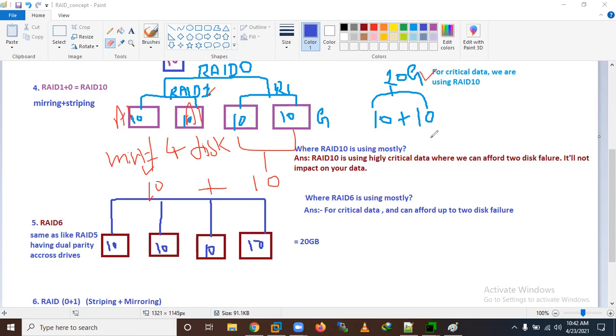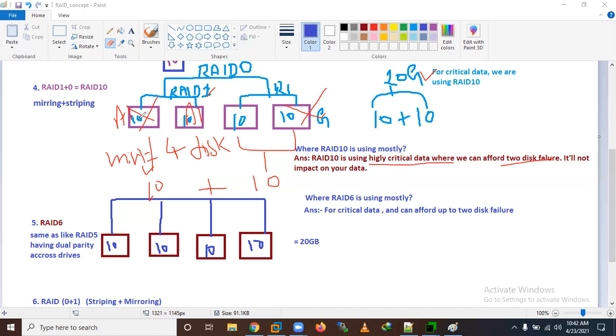So where are we using RAID 1 plus 0? Where there is highly critical data. Here, how many disk failures can we afford? Up to 2 disk failures we can afford here. Suppose this disk fails, there is no impact, and suddenly this disk fails, there is no impact on your data. So up to 2 disk failures we can afford in a RAID 10, but it's more costly because here the customer is spending money on 4 disks, and you will get half the capacity.